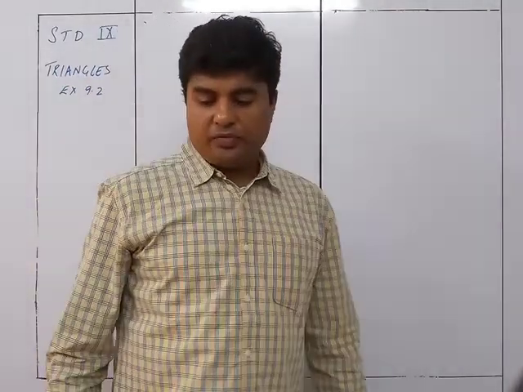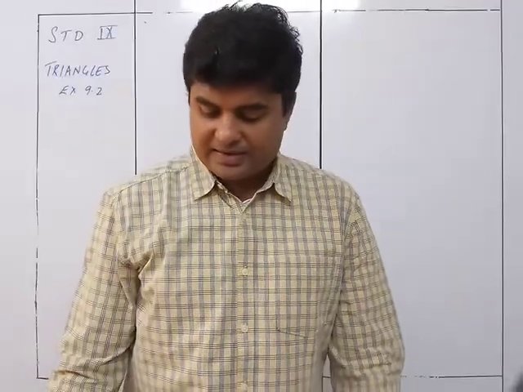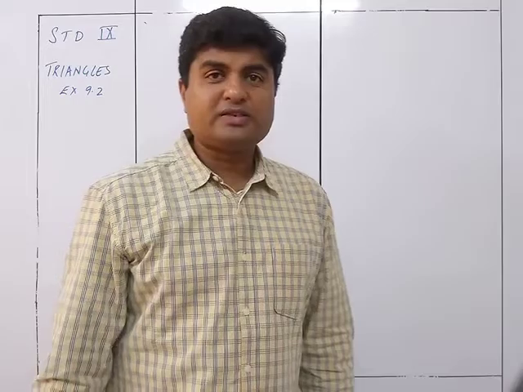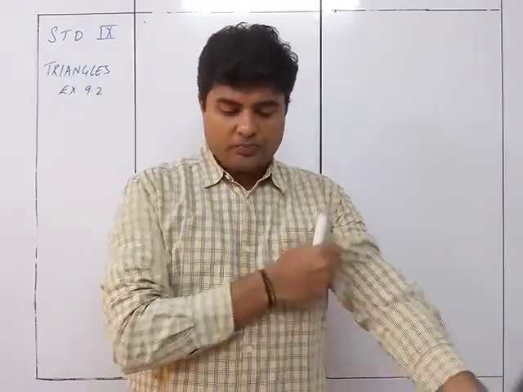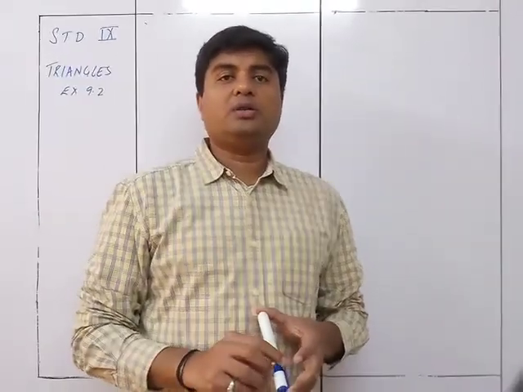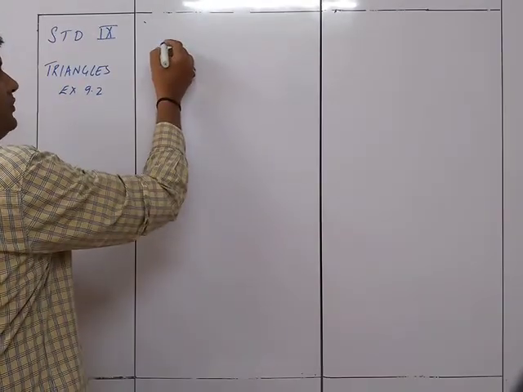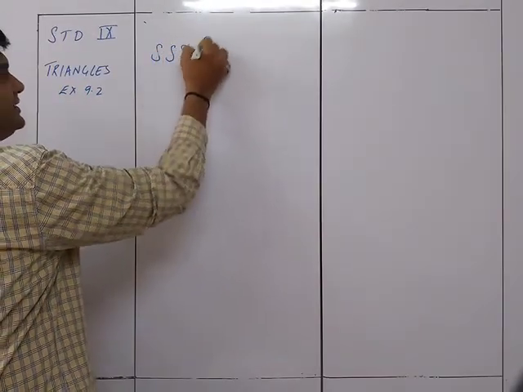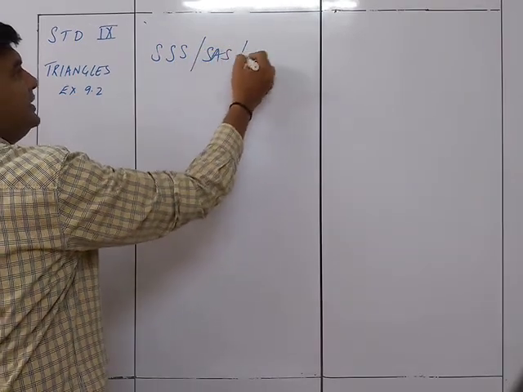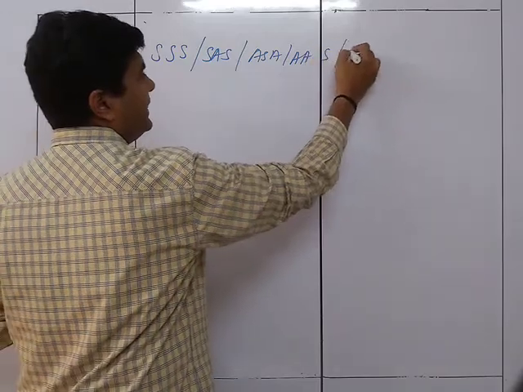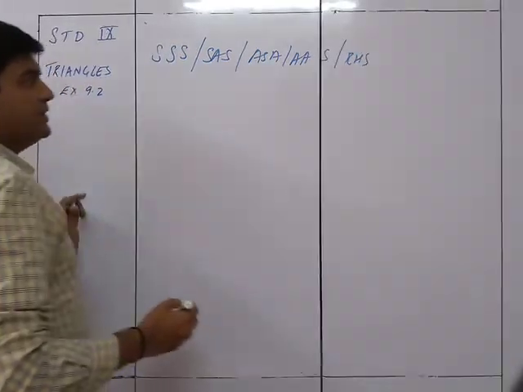So in the last video we had seen exercise 9.1, or in the new book, it's 10.1. We studied congruency, and we studied that the congruency will be of 5 kinds. It could be SSS test, SAS test, ASA test, AAS test, and RHS test. So those were the different tests.